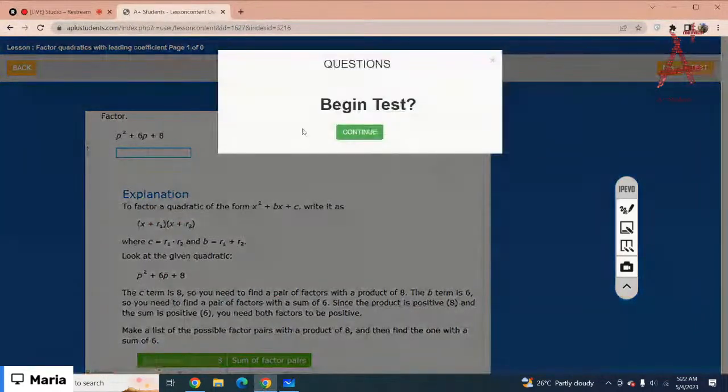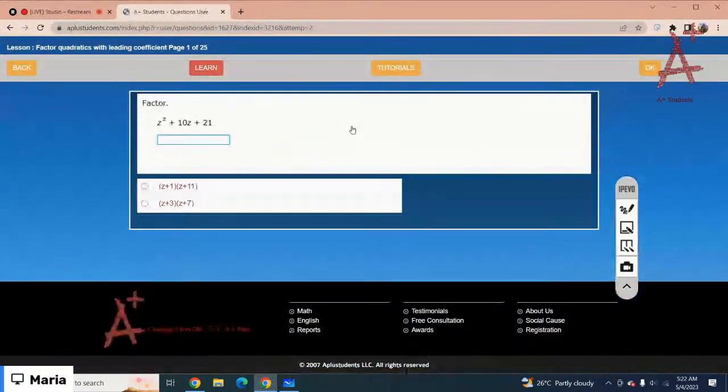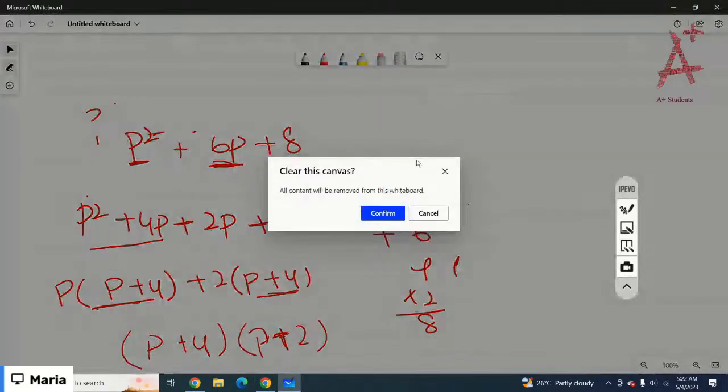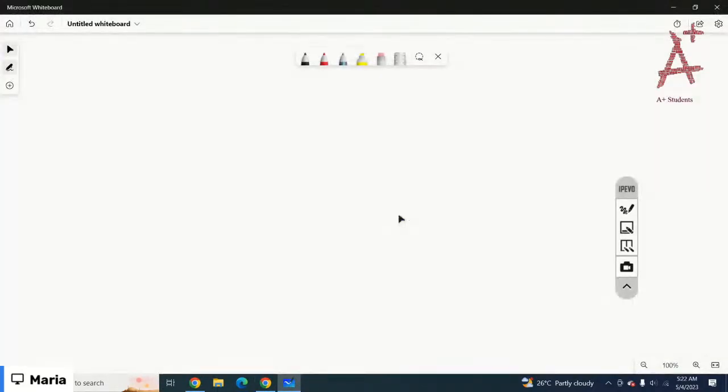Let's just start with the test questions. Okay, the first one is z square plus 10z plus 21. Here you have 21. You need to find two factors that when multiplied make 21 and when added make 10. So which is the correct option? What are the two numbers that when multiplied make 21 and when added make 10?